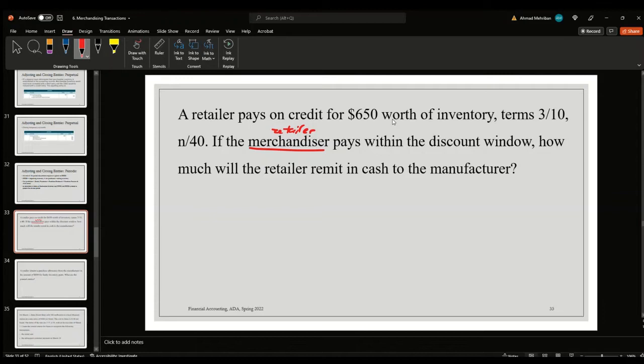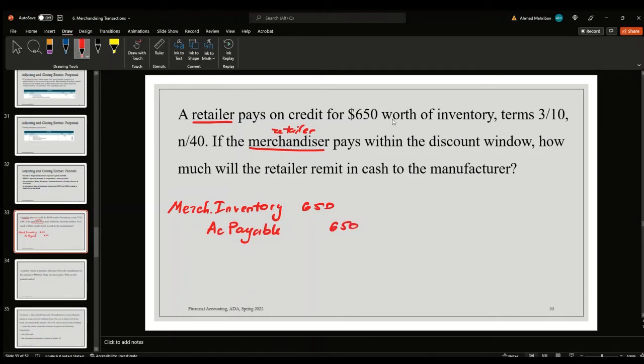So what do we have here? A retailer pays on credit $650 worth of inventory. So in the beginning, before all of this has happened, we had the fact that the retailer bought something for $650 on credit. Buying something on credit means that they have bought something, it's usually merchandise inventory. Merchandise inventory was purchased for $650, and we had an account payable because it was bought on account.